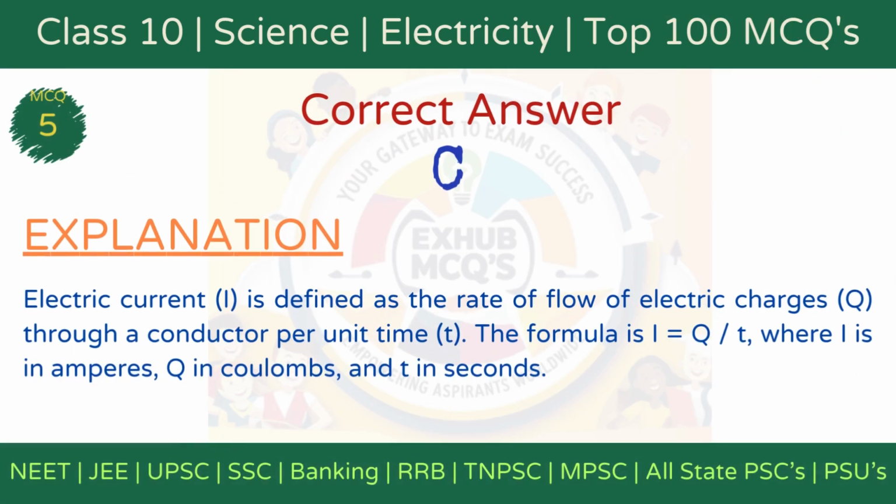The correct answer is option C, I equals Q divided by T. Electric current is the rate of flow of charge through a conductor. It is calculated by dividing the charge in coulombs by the time in seconds.